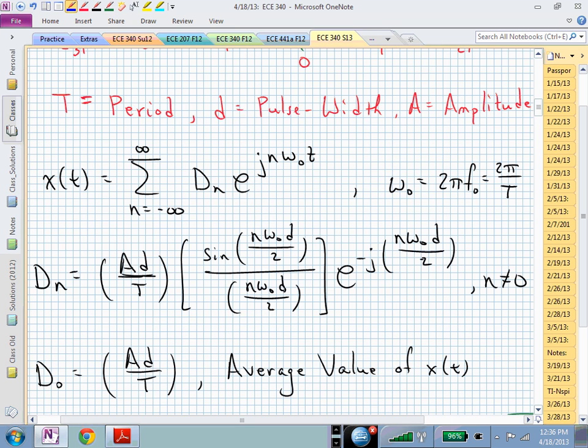This now says we have something that looks like sine x over x in terms of the shape of the D sub n's. What's the amplitude of this last term, this e to the minus j? 1. So that's not really impacting the amplitude. If we wanted to know the frequency content in the various harmonics, the first harmonic would be capital D sub 1. We have our average value, AD over 2, weighted by what we will learn today is a sinc function.